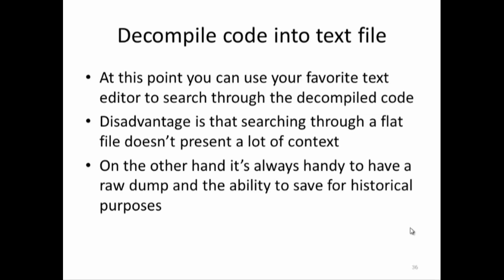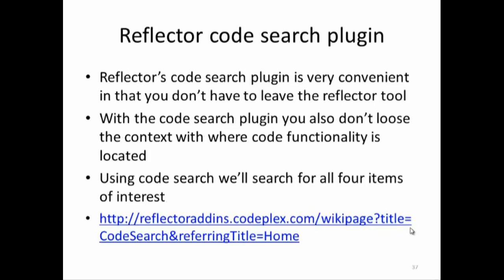So on the other hand, it's always handy to have a raw dump. And I'm a big fan of text files, ASCII text, and then you can also keep that for historical purposes. So if you're saving all this information for later, you can have everything in one area and like, all right, I don't need an IDE, I don't need a decompiler. I went ahead and I've got all my code in one spot.